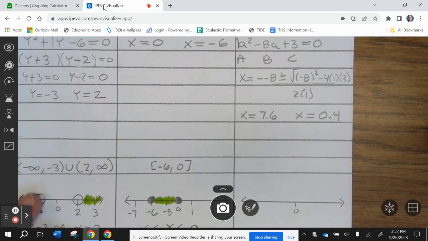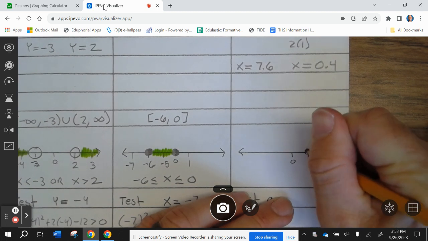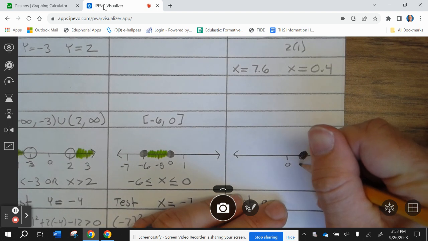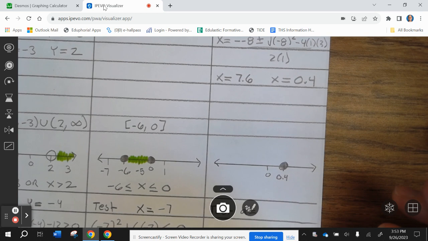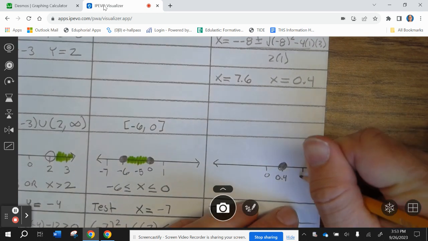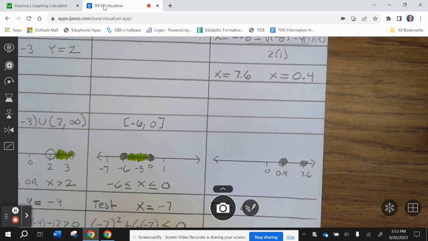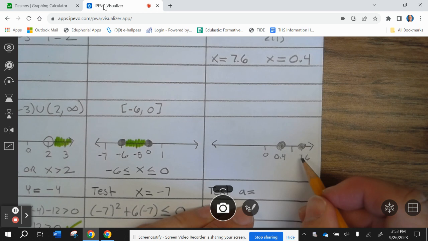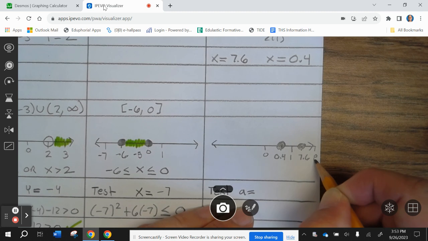Okay, so we're going to put those on the number line. And it's a closed circle. So closed circle at 0.4 and 7.6 closed circle. Now we just need to test values. We can test 0. A number between here and here, an easy number is 1. And then we just need to test the value here. Let's do 8.